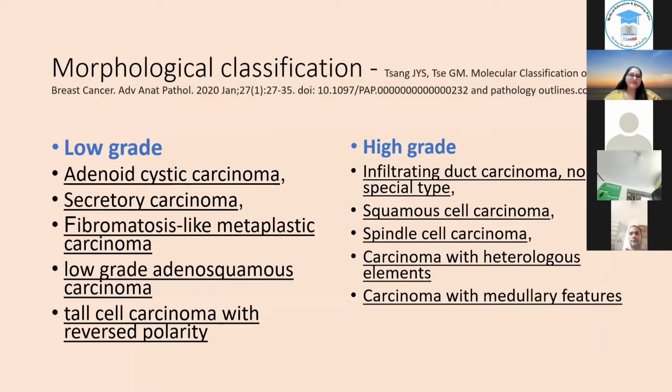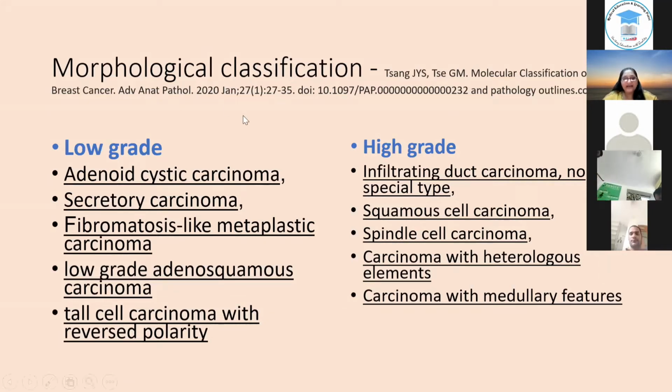And now we're coming on to the morphological classification. As I told you, in my research some of the various morphological classifications were missing, and now you can know which are the missing ones. They say that we can divide into low grade and high grade. High grade includes the IDC type, squamous cell carcinoma or metaplastic carcinoma, spindle cell carcinomas, carcinoma with medullary features, and the low grade are adenoid cystic, secretory carcinoma, fibromatosis-like metaplastic carcinoma, low grade adenosquamous, and tall cell carcinoma with reverse polarity.